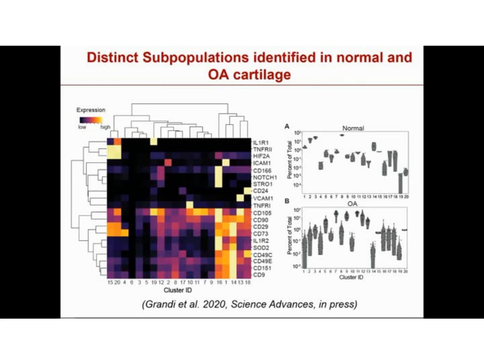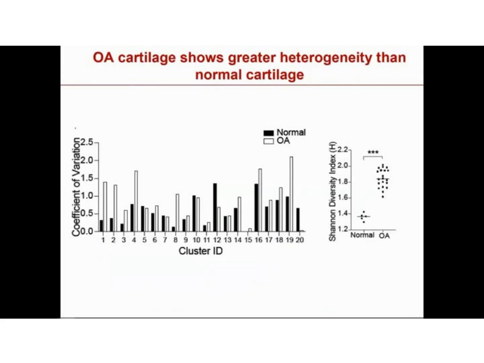But we clearly see that the distribution is much more variable in the OA samples. So that would mean that the OA samples or the OA patients are much more heterogeneous in the distribution of these clusters. And we see the same thing when we calculate a coefficient of variation: these clusters show much less variation in the normal samples as compared to the OA samples. We also did this in a separate way. The Shannon Diversity Index is more of an ecological concept to see how different cell populations are. And here also we see that the OA population is much more heterogeneous.